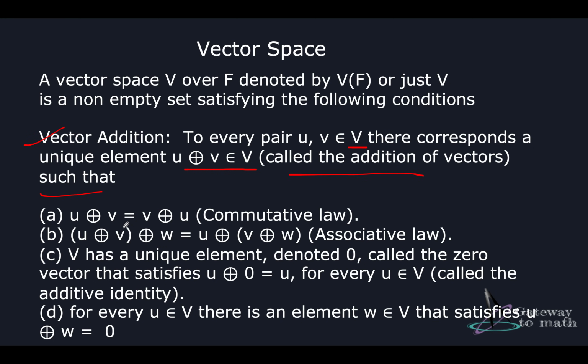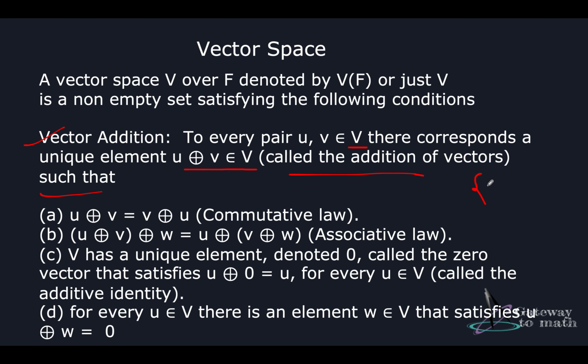The first one is u plus v will also be equal to v plus u. (u plus v) plus w will also be equal to u plus (v plus w). V has a unique element denoted by 0, called the zero vector, that satisfies the condition that if you add 0 with any vector, you get the vector back, for every u which belongs to V in the vector space. That is the additive identity. And for every u which belongs to V, there is an element w which belongs to V that satisfies the condition that u plus w is equal to 0. So additive inverse is also there in that space. These conditions have to be satisfied.